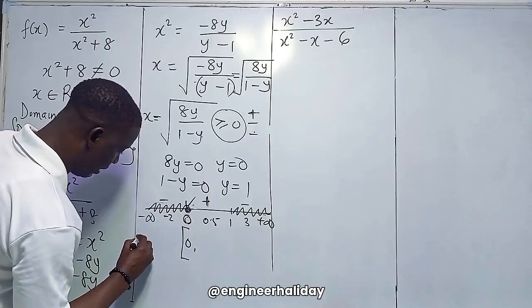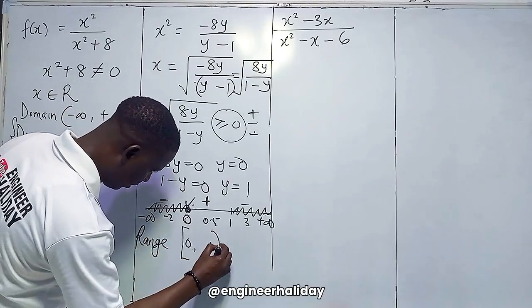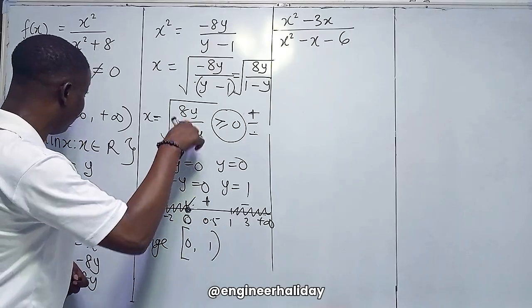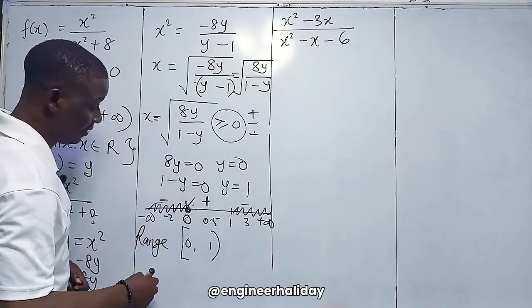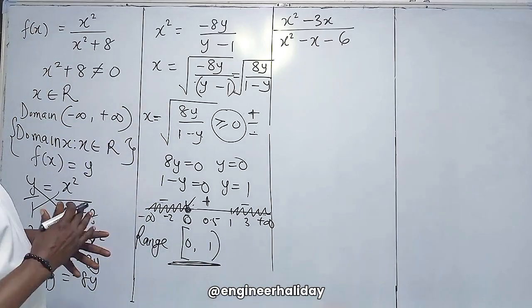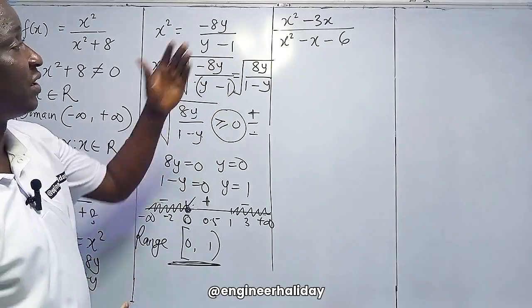So the range in this case is what? It's not including 1. Because don't forget, if you put 1 here, it will make everything undefined. So in that case, this is the range of this function. So let's go to the next one.